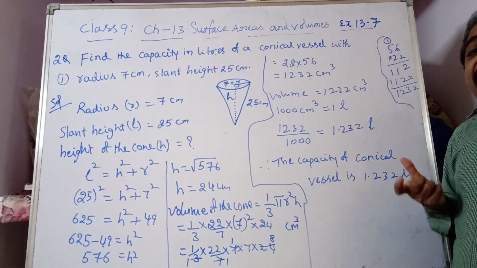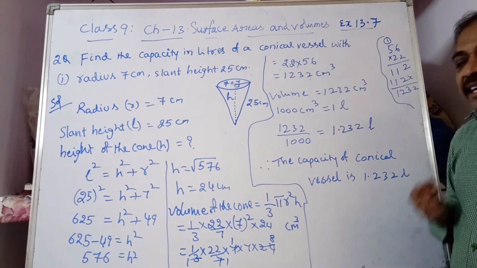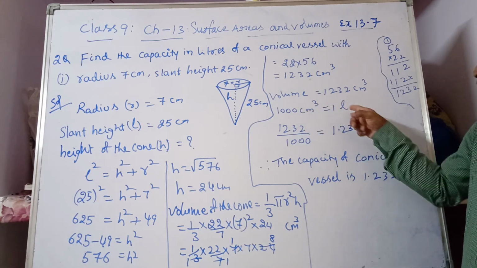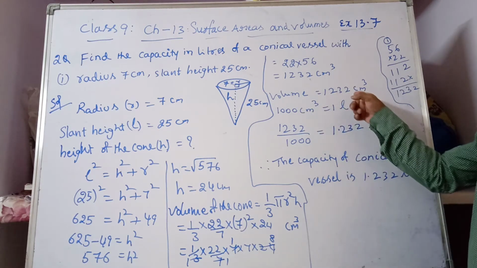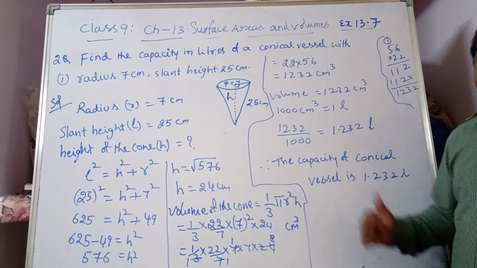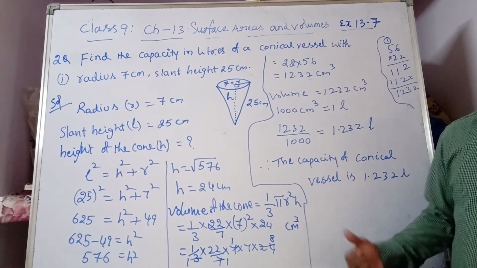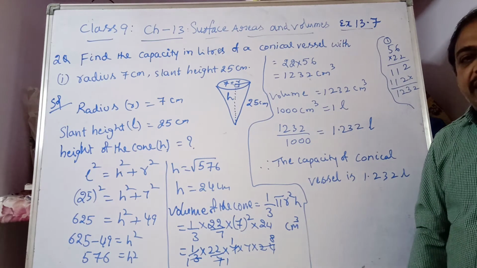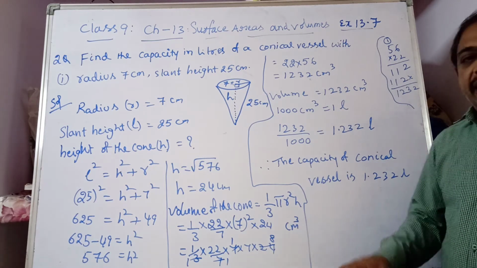So capacity in liters. 1000 centimeter cube is equal to 1 liter. So these many centimeter cube is equal to 1.232 liters. Therefore the capacity of the vessel is this. Is it clear, students? I hope you understood. We will continue with the next question.